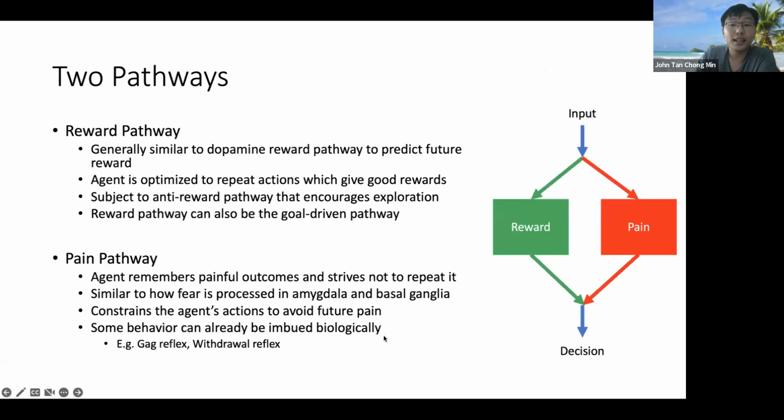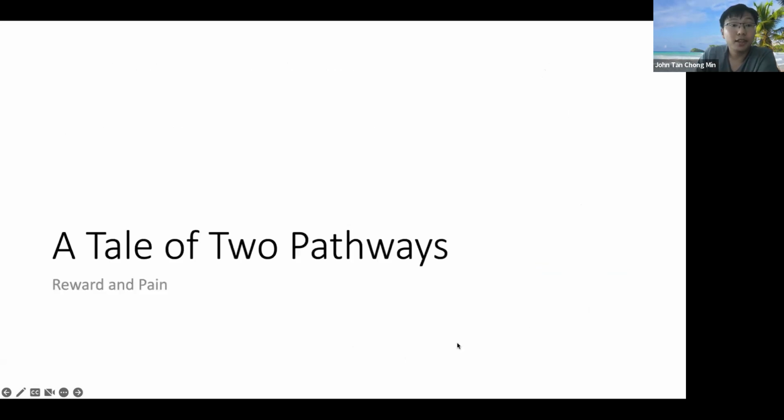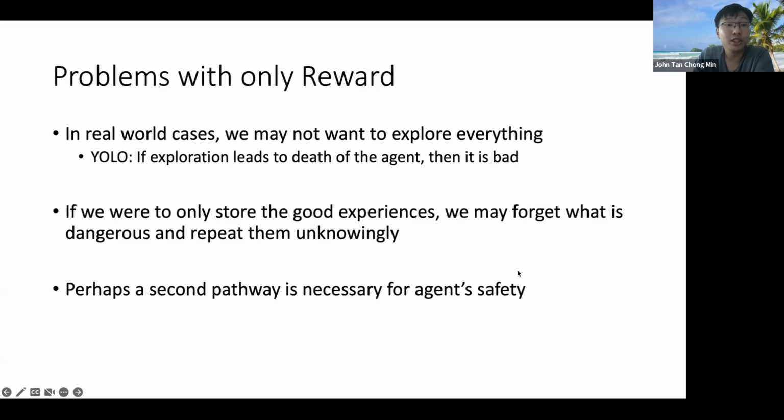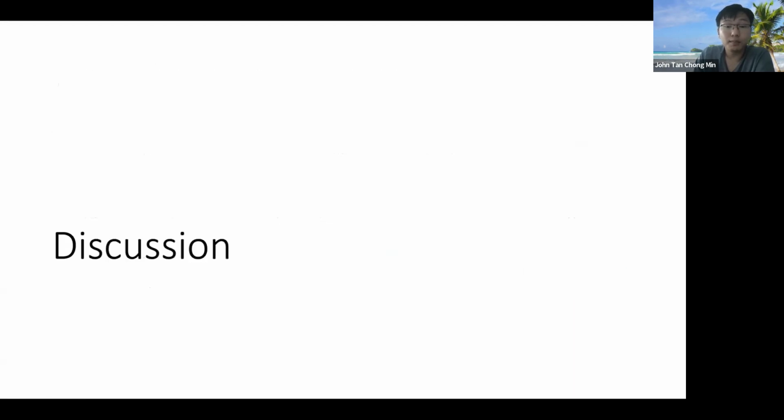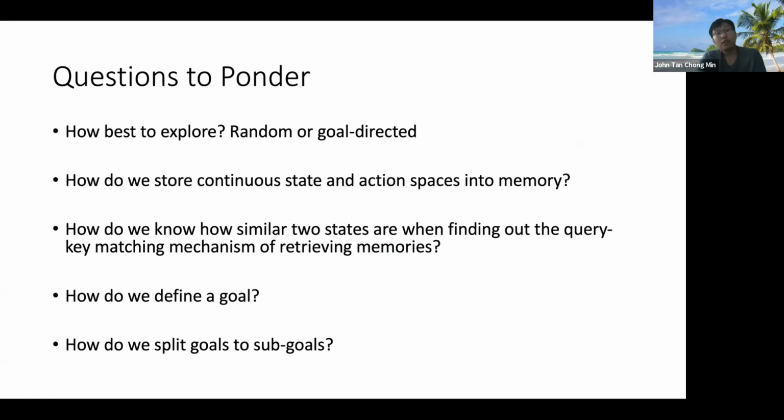Whatever I described to you here is part of a 10-year plan that I have, to use memory for not just RL, but also for other areas like supervised learning. You can probably use some aspects of this as well. But I'm focusing only on RL because I'm interested in reinforcement learning. So if not, that's all for the presentation.